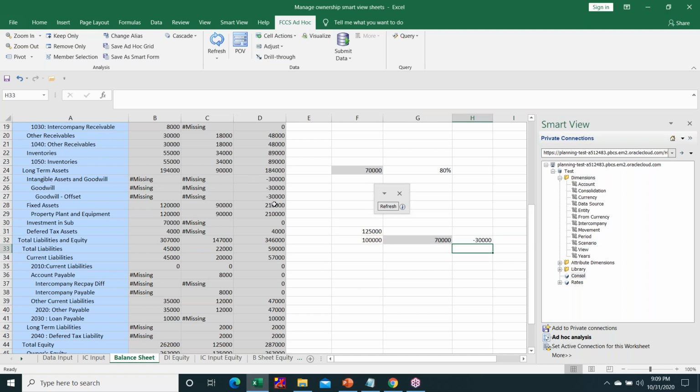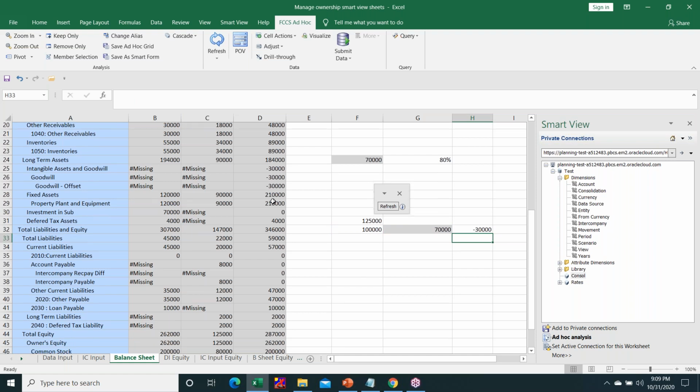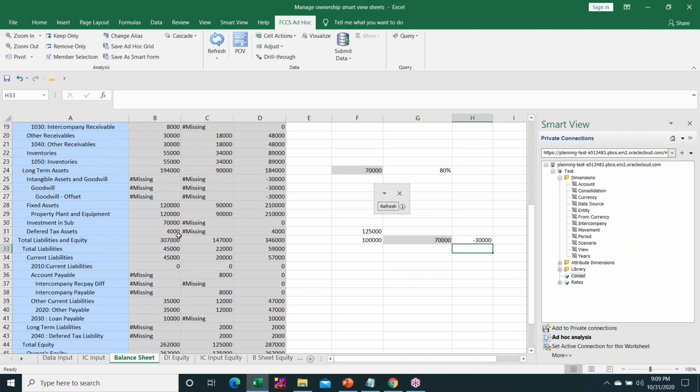So this is how the goodwill numbers get calculated within the application. Now, the assets, property, plant and equipment is simply addition, the deferred tax asset. And now you see that the investment in the subsidiary amount gets eliminated at the consolidated level. Similar to our example, the current liability is 8,000. This amount is an intercompany payable, so this gets eliminated.